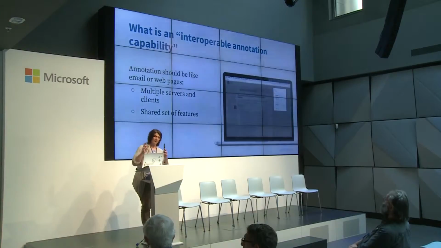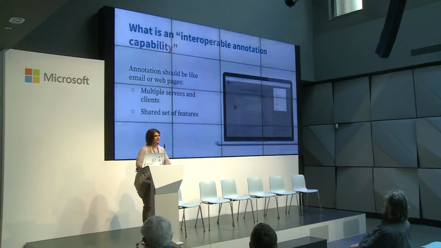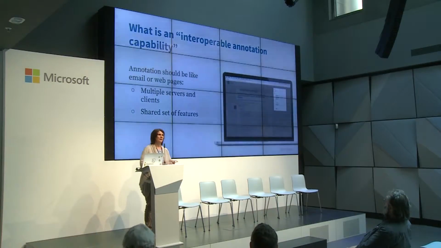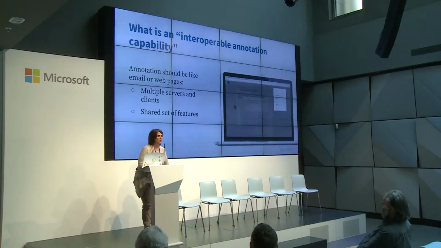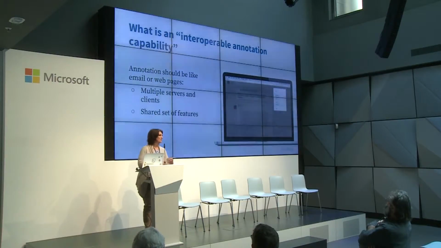So what is an interoperable annotation capability? The metaphor for me as a non-technology person that made it, oh, I get what you mean, was that annotation should work like email or web pages. That is, you have your email and your web page, and you can use multiple clients and multiple servers in which to get it. So it doesn't matter which one you use, it's a matter of preference. They all have the same core set of features. There's some basic agreement. Some of them have more bells and whistles, some of them are specialized, but basically there is a core to them, and they all have that same set of features.